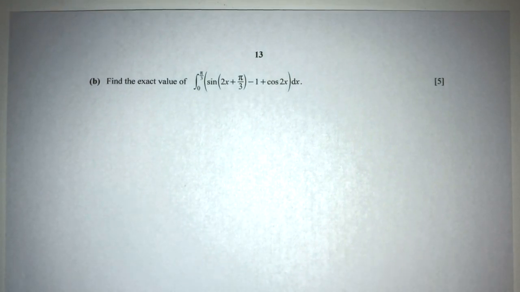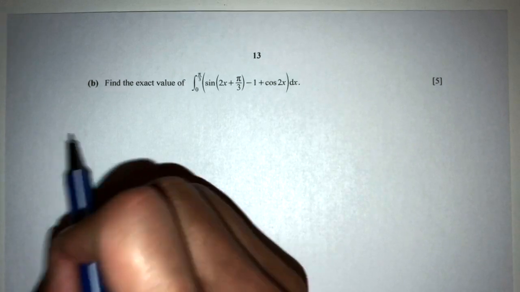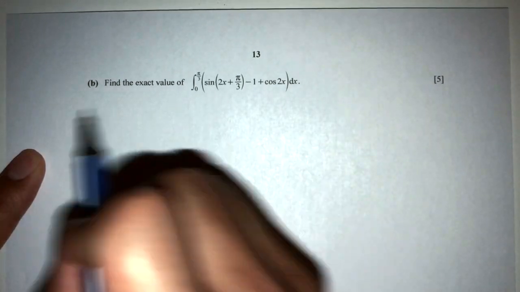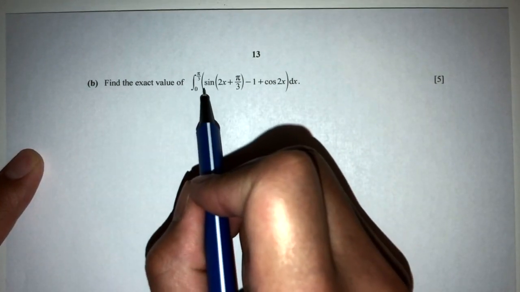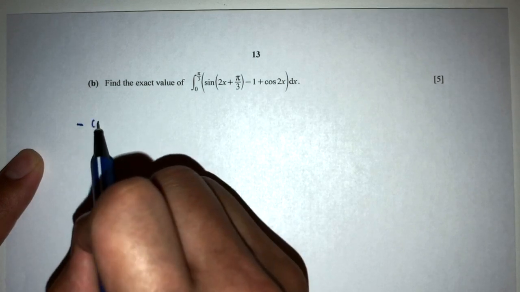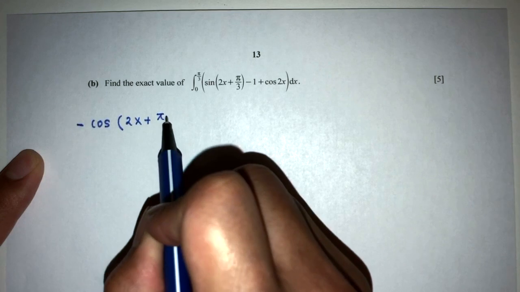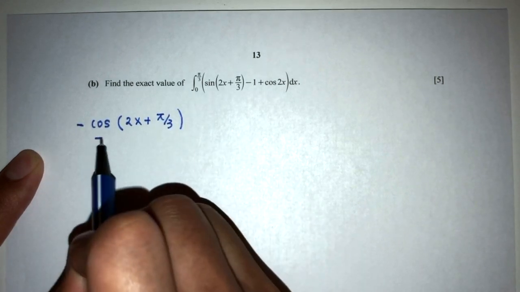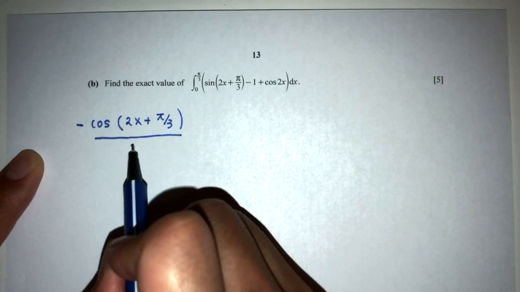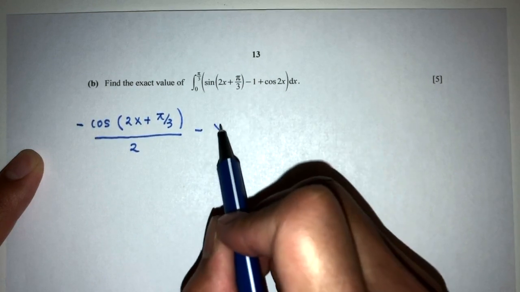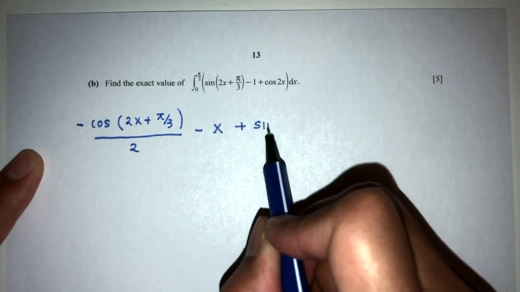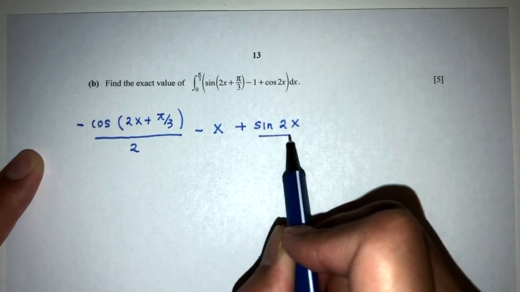Now for part B of the question, let's see what do we have. So here we have to find the exact value of this. So step by step, as always. So that will give you what? First thing first, integration of sine will give you minus cos of the value inside, that will be 2x plus this, divided by d by dx of the inside value, that will give you 2. Then minus x, then plus sine of 2x divided by 2.